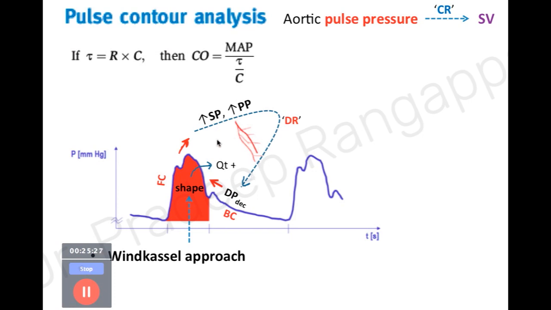And so increased systolic pressure or increased pulse pressure will have an effect on disrupting the downslope deceleration. This is the diastolic pressure deceleration. If you have an increased systolic pressure or increased pulse pressure, this can have an influence on disrupting this curve, and your cardiac output obviously changes accordingly.